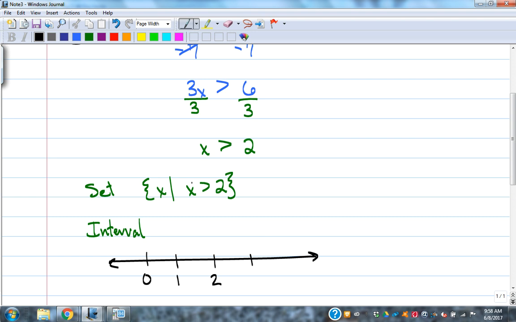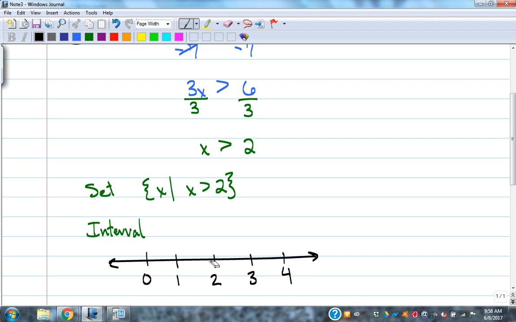So 2 is the number in question here. I'm going to put 0, 1, 2 in the middle, 3, and 4 on the outsides. So that number is in the middle. Now, that inequality says x is greater than 2. So that means which direction on the number line are we going to go from the 2 for our answers? To the right or to the left of it?